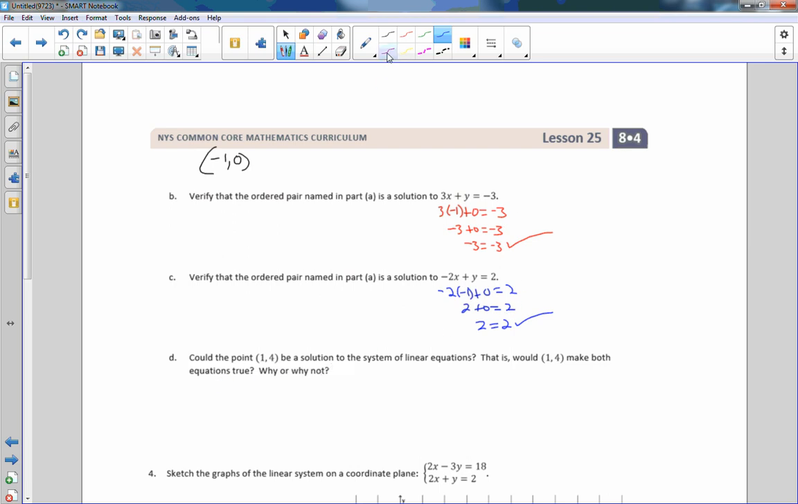So let's check. If I do 3x plus y equals negative 3 and negative 2x plus y equals 2, and substitute in this x and this y into both, I get 3 times 1 plus 4 equals negative 3. 3 plus 4 equals negative 3. 7 equals negative 3. No, it doesn't.